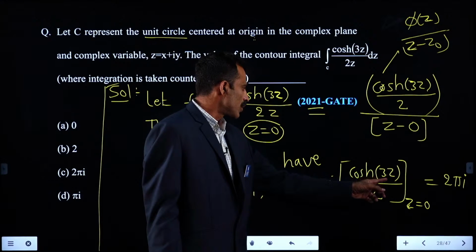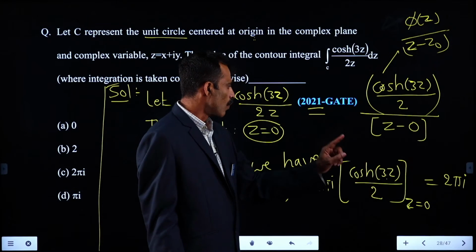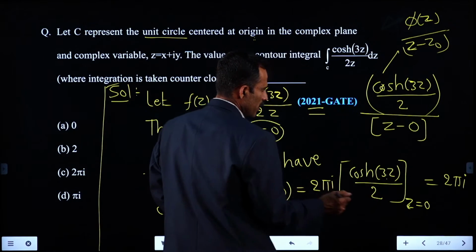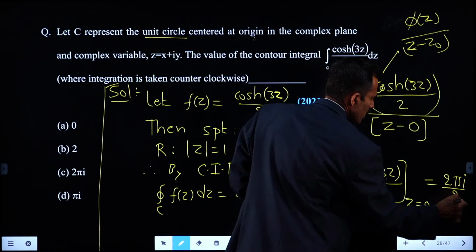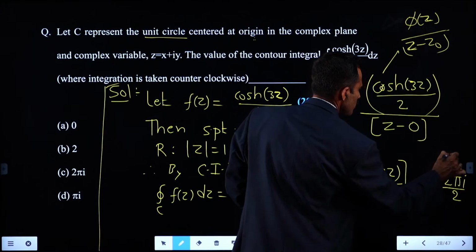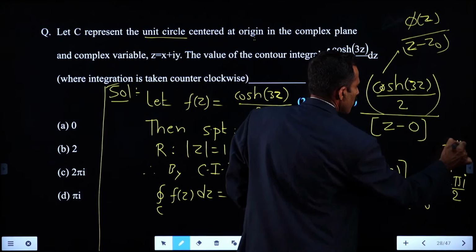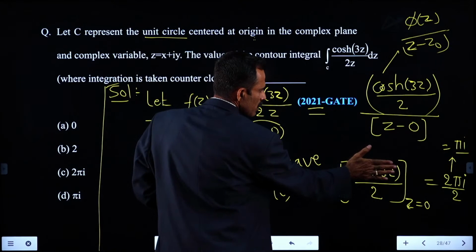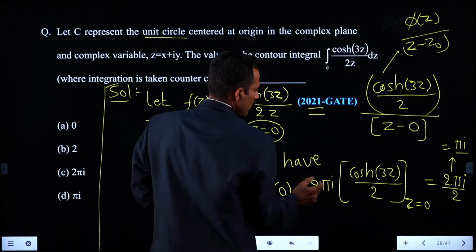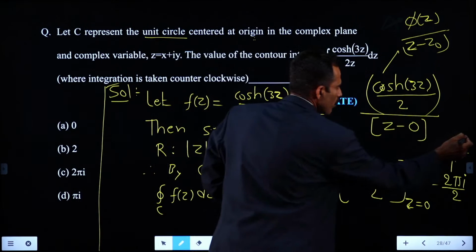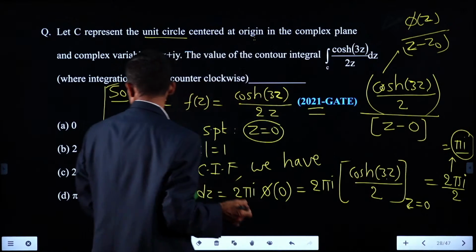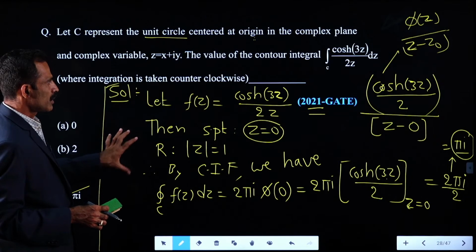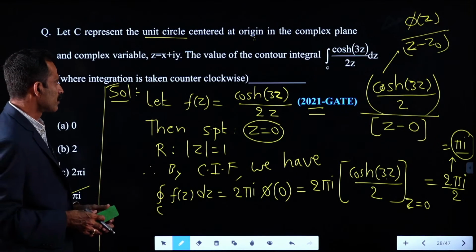cos h 0 is 1 by 2 into 2 pi. This is equal to pi I. So finally the answer is pi I. This is given in option D. It is also a GATE question. This question was given in the year 2021.